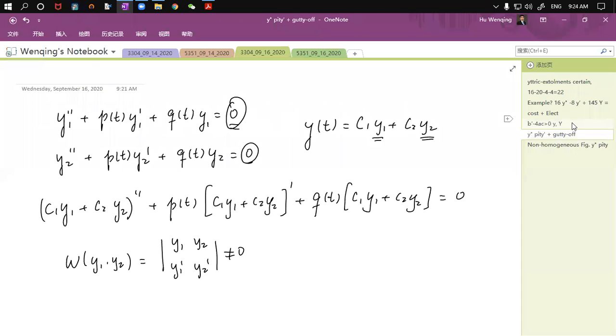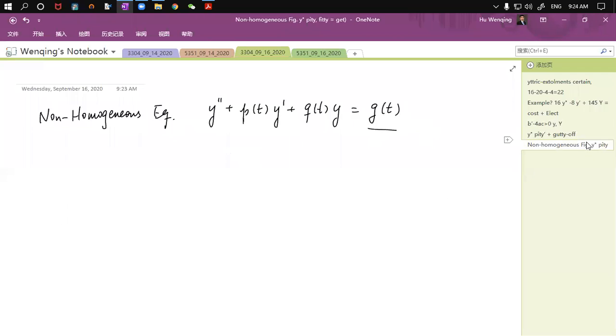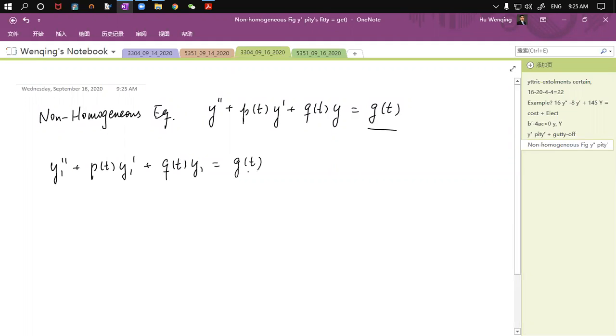Well, previously, for homogeneous equations, the crucial idea is to add two solutions, right? You have two solutions, you just add them. But in this situation, you cannot add. Let's say y1 double prime plus p of t times y1 prime plus q of t times y1 is equal to g of t. And suppose y2 double prime plus p of t times y2 prime plus q of t times y2 is equal to g of t. Both are equal to g of t.